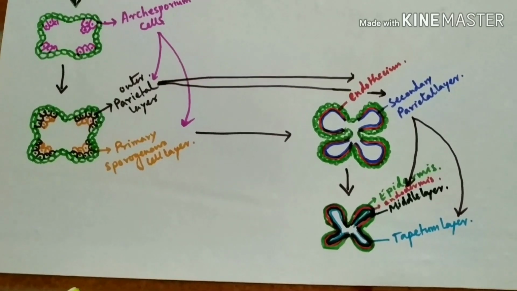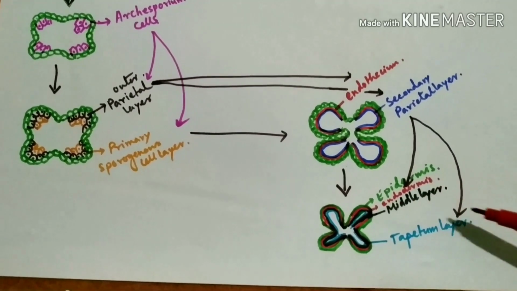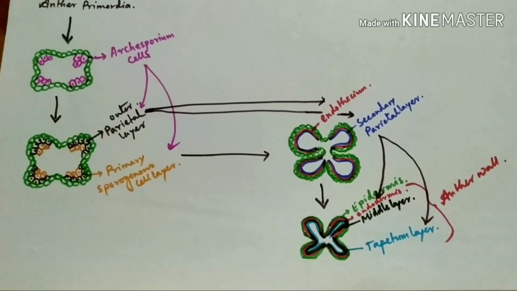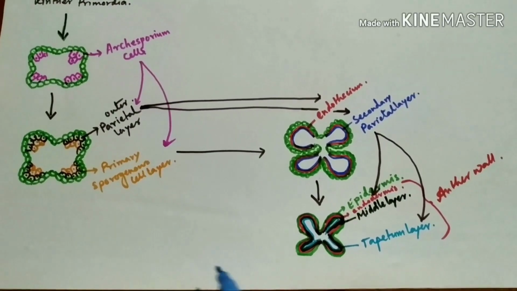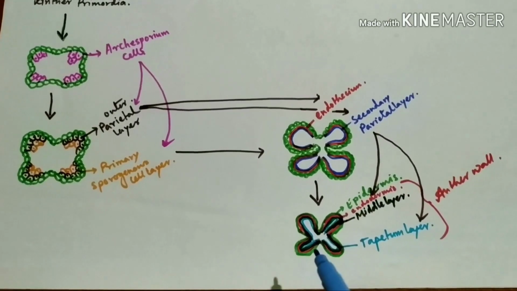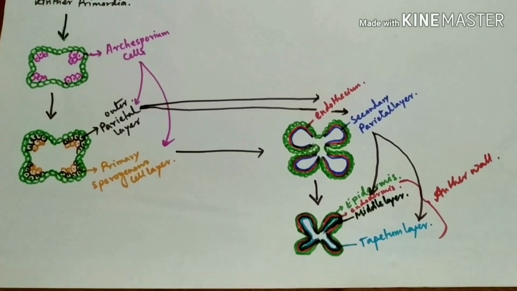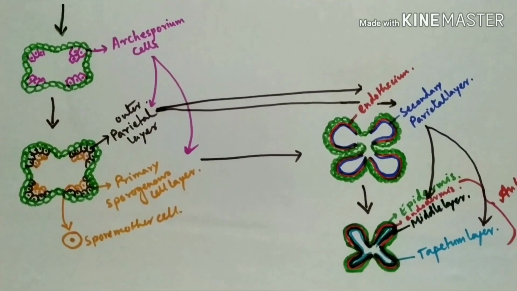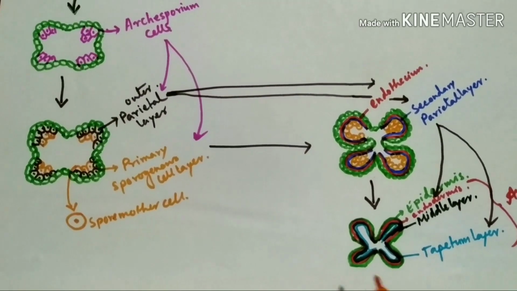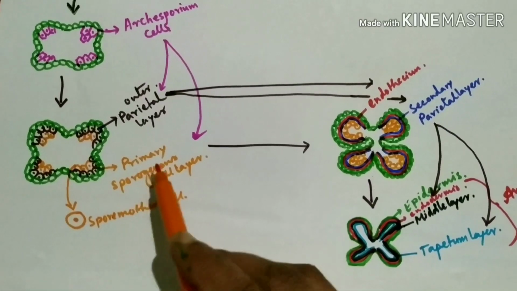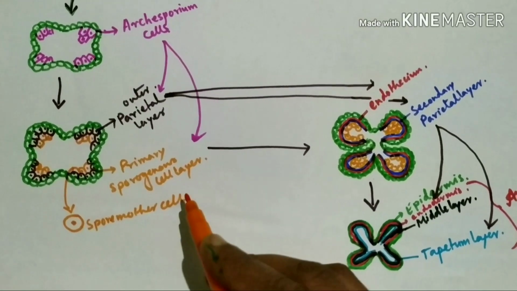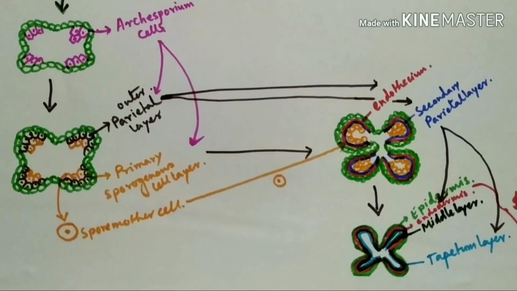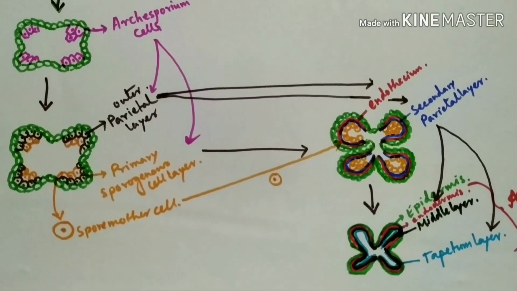Now, endothecium, middle layer and tapetum together are called the anther wall. When the outer parietal layer produces the anther wall, at that time simultaneously the primary sporogenous cell layer divides and produces spore mother cells. So these are spore mother cells. From the primary sporogenous cells, these spore mother cells are produced. Now these spore mother cells divide and produce pollen grains.